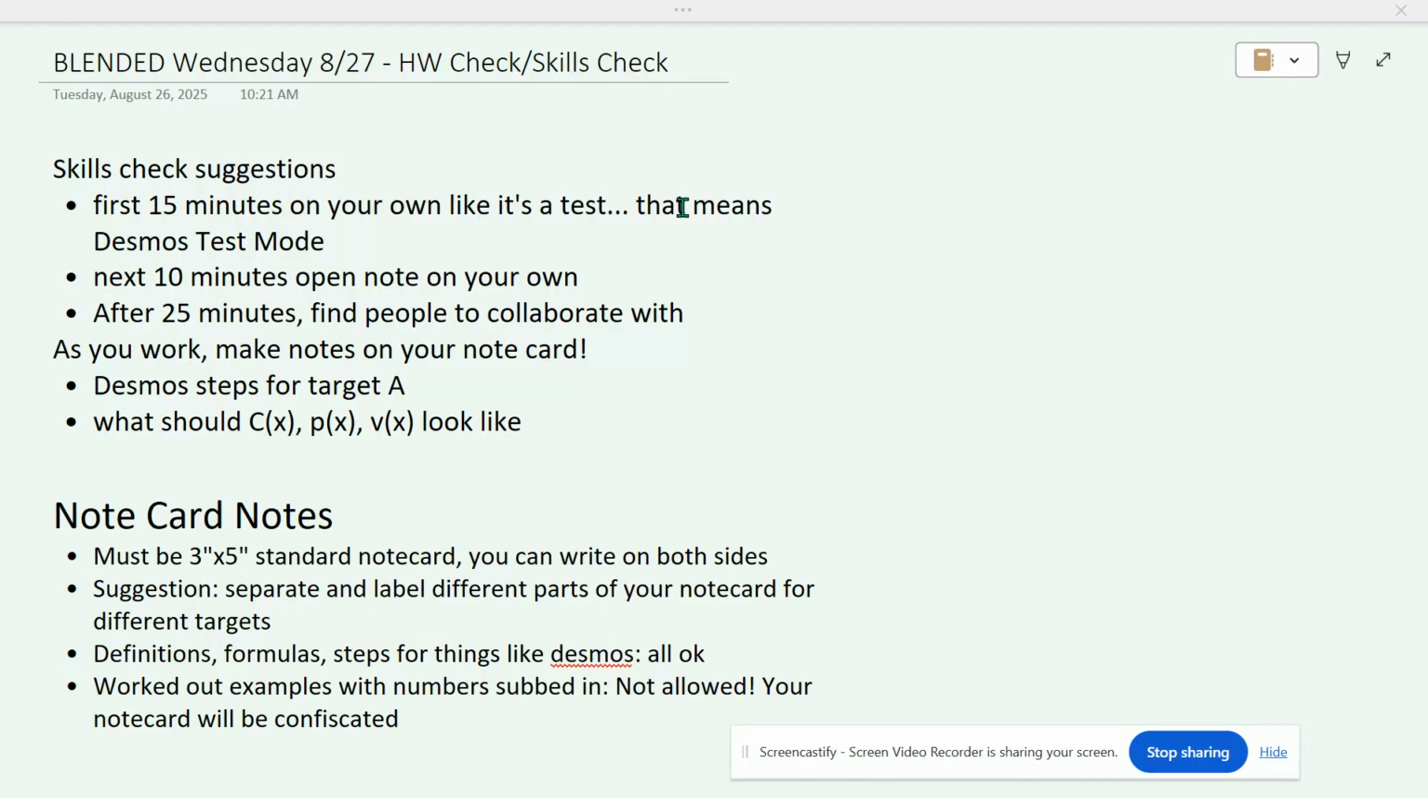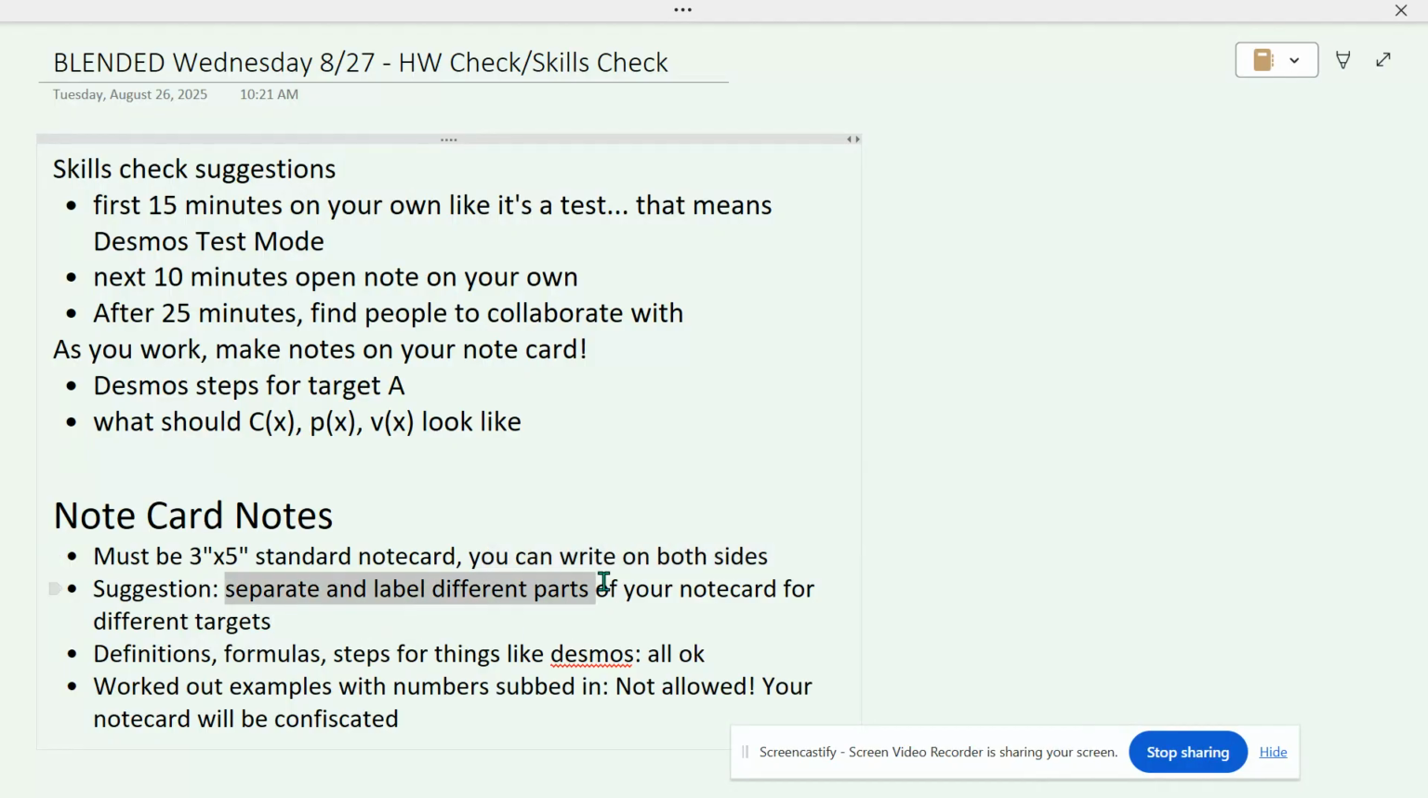For your test, you are allowed to use a 3x5 note card. Things I would recommend: what steps do you need for Desmos for target A? What does the C of X equation look like? What does P of X look like? What does V of X look like? So 3x5 note card, you can write on both sides.